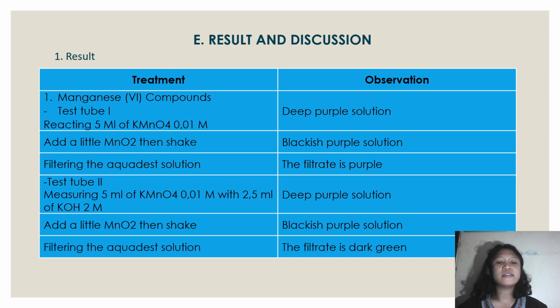Test tube 2: measuring 5 ml of potassium permanganate with 2.5 ml of potassium hydroxide. The observation is a purple solution. Add a little mangan dioxide, then shake. The observation is a blackish purple solution. Filtering the aqueous solution, the observation is the filtrate is bright green.